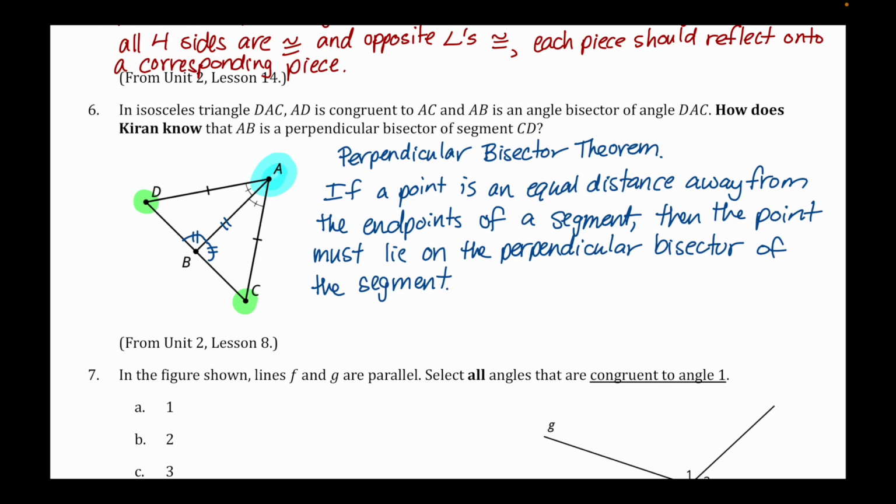Now I'm also going to talk about the side angle side stuff here, just so that you have that explanation, but I am going to highlight the things I just wrote to color coordinate with this. So if a point, and in this case, literally point A, is equal distance away from the endpoints of a segment, and in this case, A is the point, it's equal distance away from C and D, then it must lie on the perpendicular bisector of the segment. That is this, but it may also want us to basically be proving the perpendicular bisector theorem.